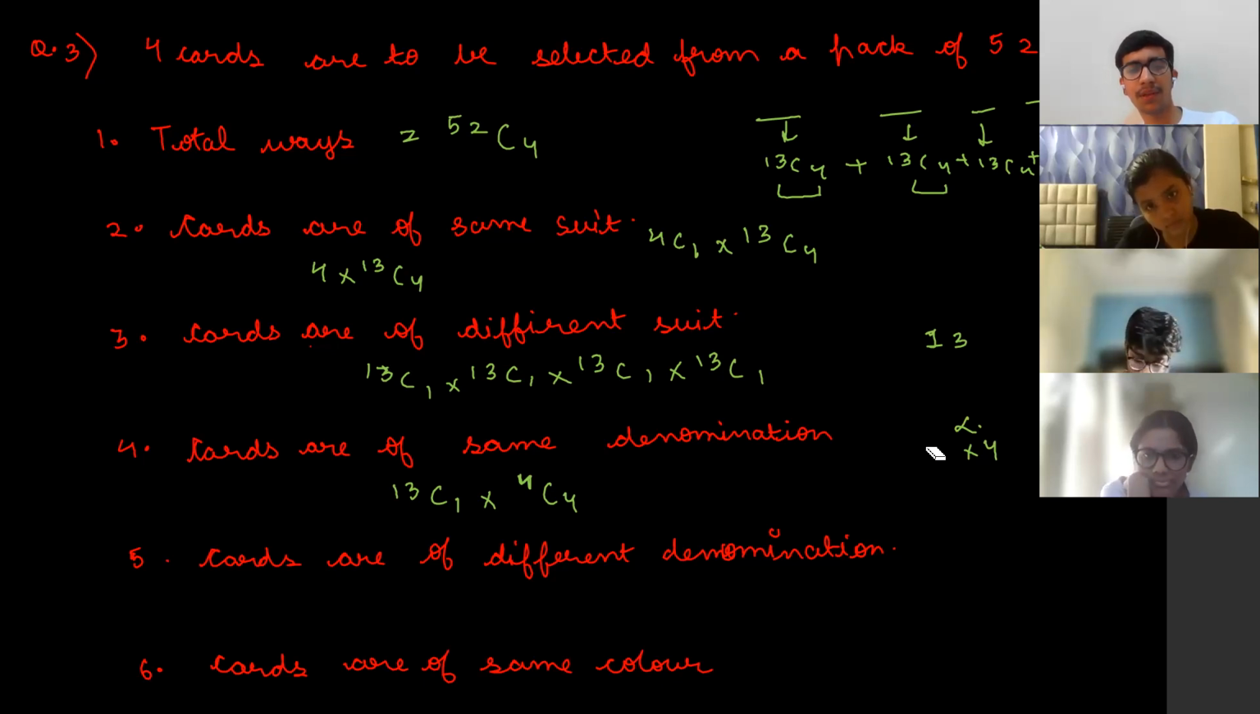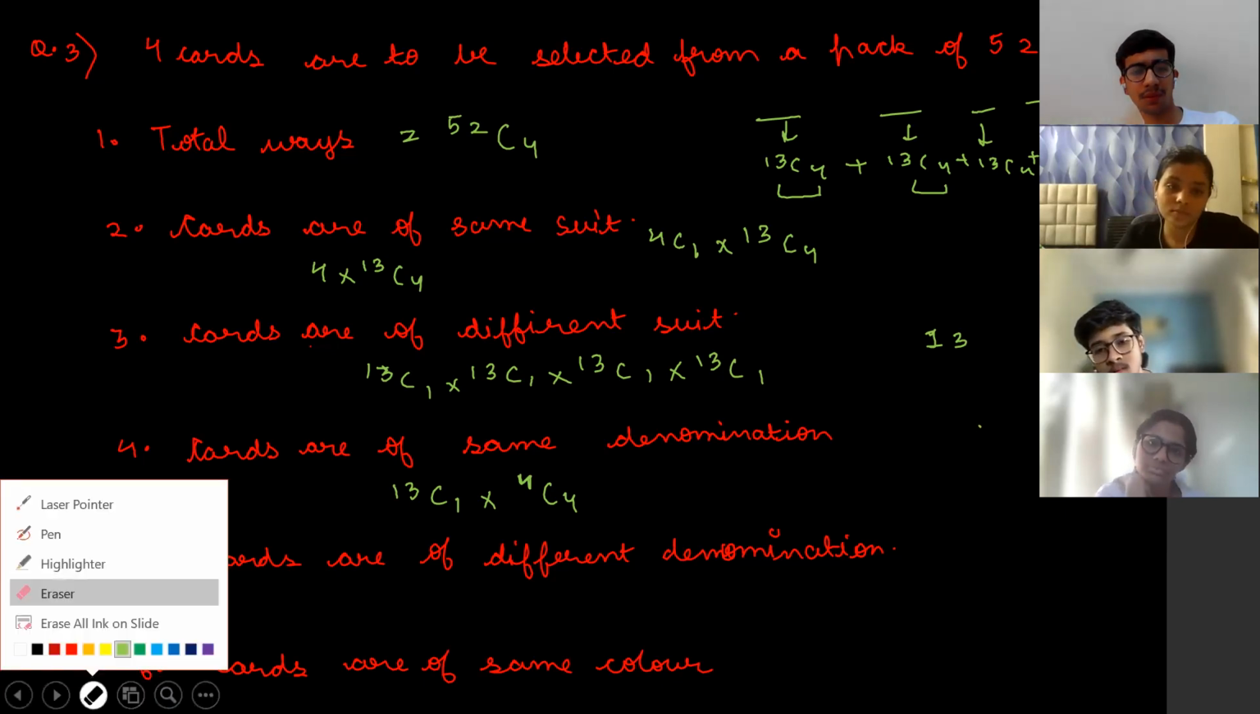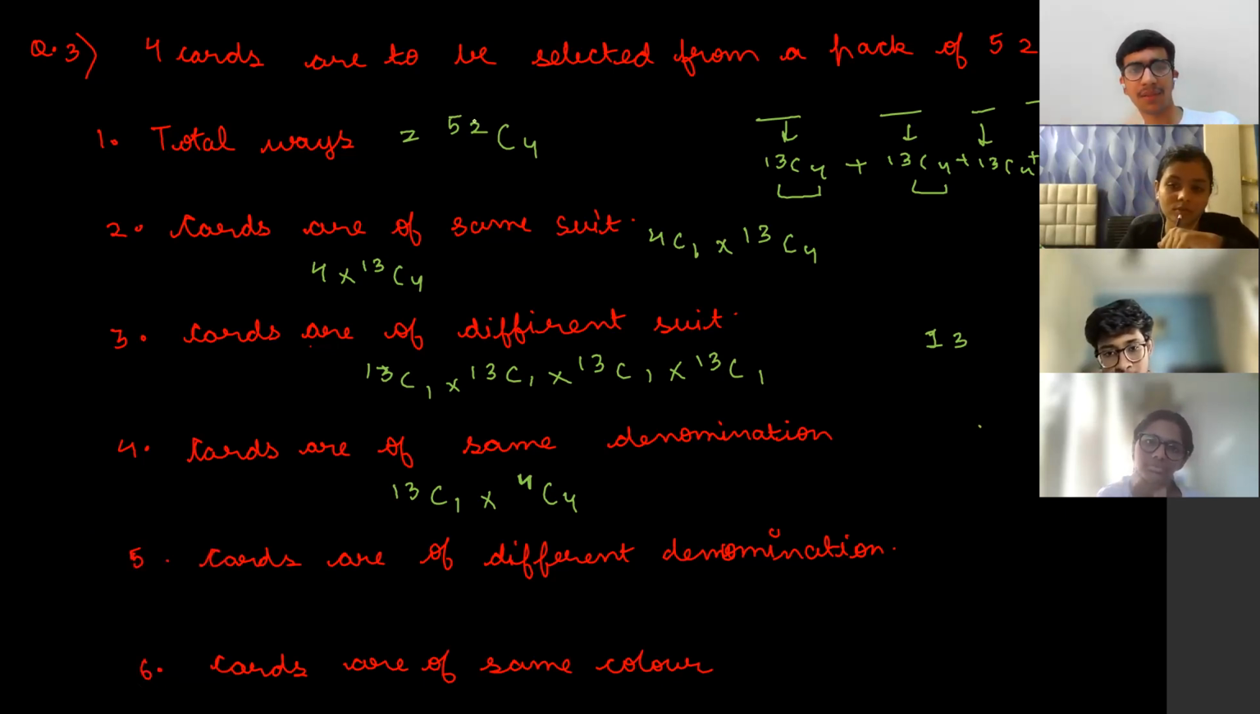Okay, what about the next question? Cards are of different denomination. Don't write on the chat, बहुत ज़्यादा messages हो जाते हैं. Better है जिसका आंसर आ रहा है you speak to me. So 52C4 minus 13C1 into 4C4.